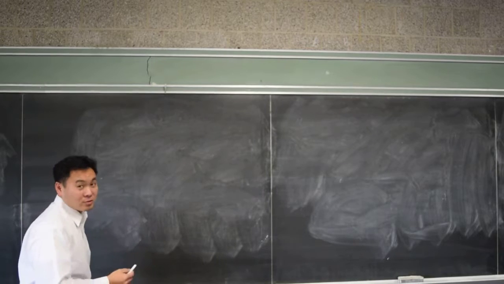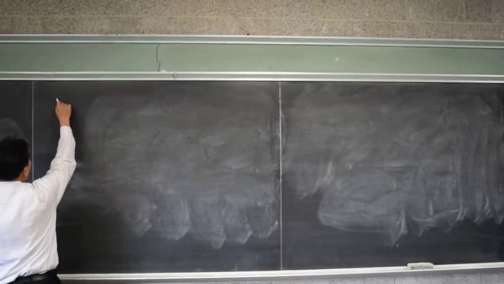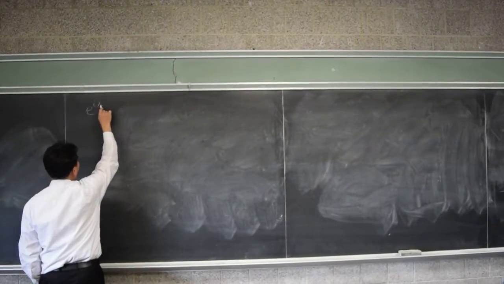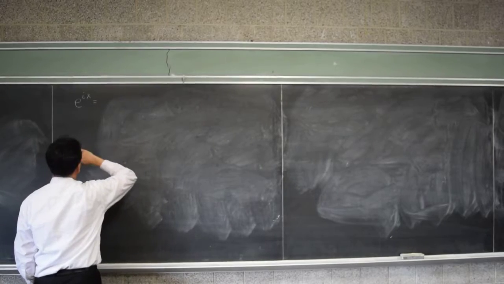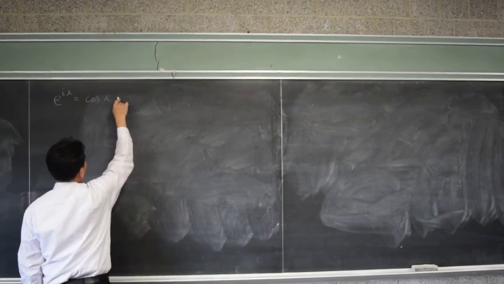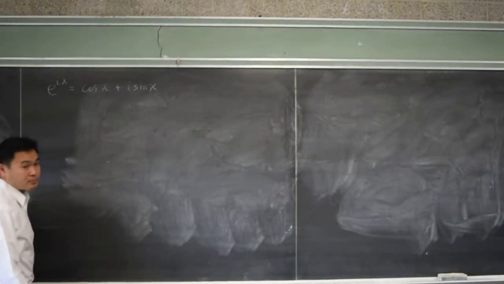Today I want to start off with the Euler identity: e to the ix equals cosine x plus i sine x.